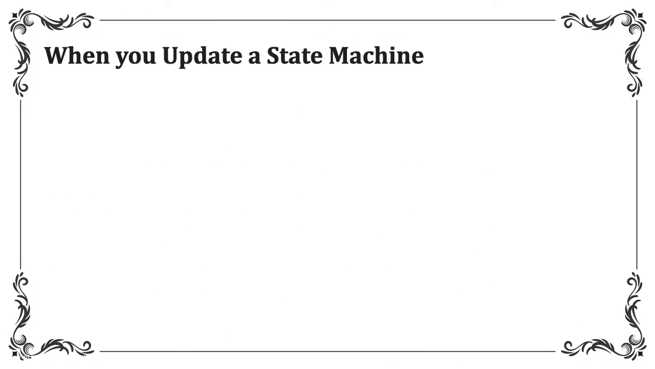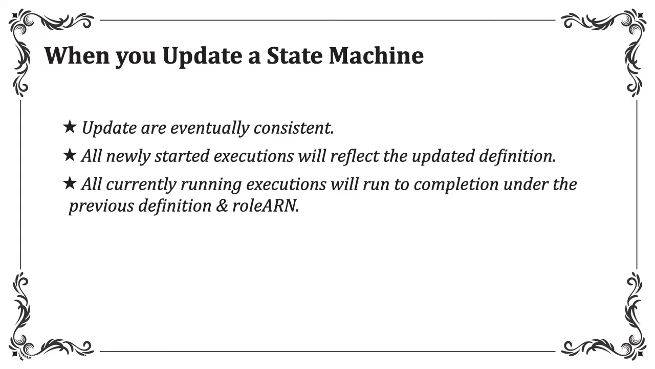So when you update a state machine, your update is eventually consistent. After a few seconds or a few minutes, all the newly started executions will reflect your state machine's updated definition and role ARN. All currently running executions will run to completion under the previous definition and role ARN before the update. And that is the meaning of eventually consistent.